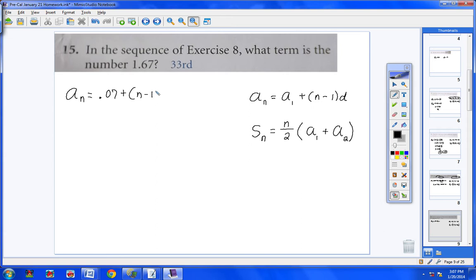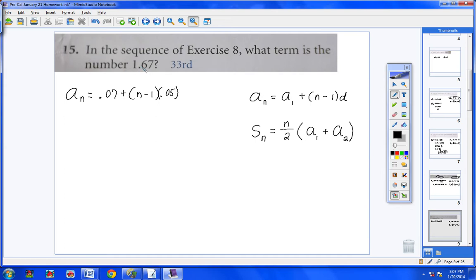Does everybody follow what I'm doing here? You should be looking in your book at number 8. In number 8, the first term is 0.07, and the common difference would be 0.05. I'll put parentheses around it so there's no confusion. Now, what term is 1.67?